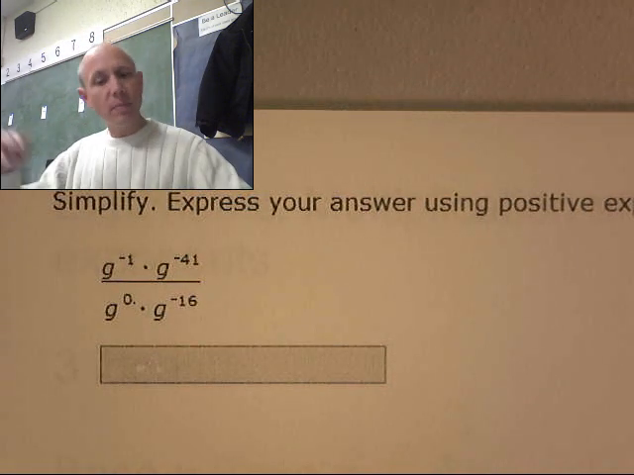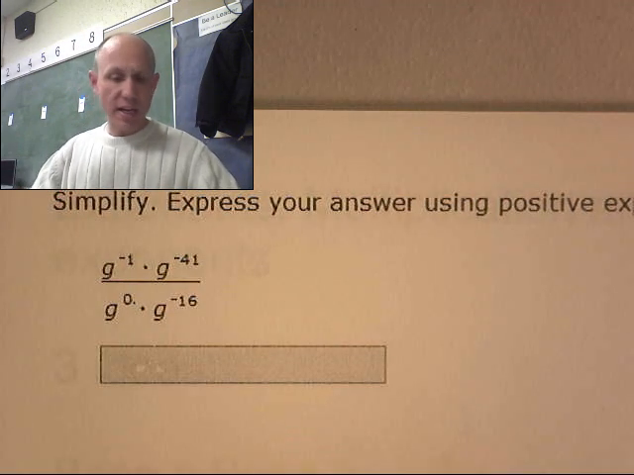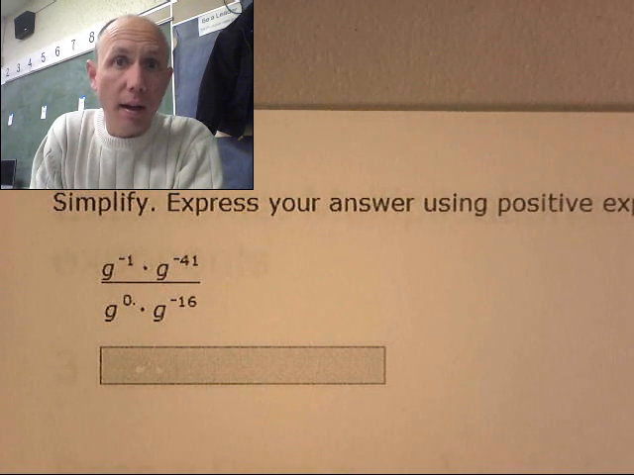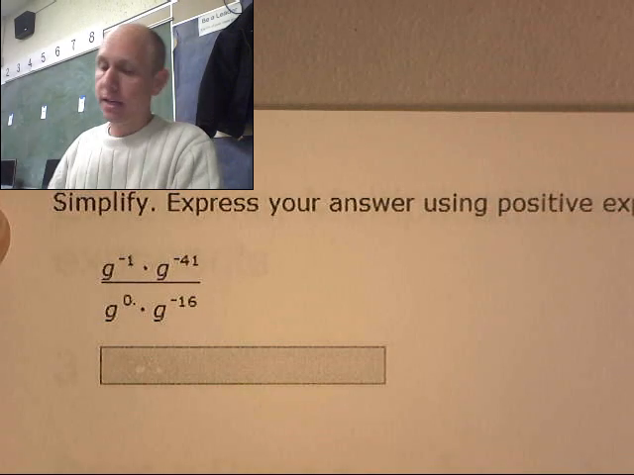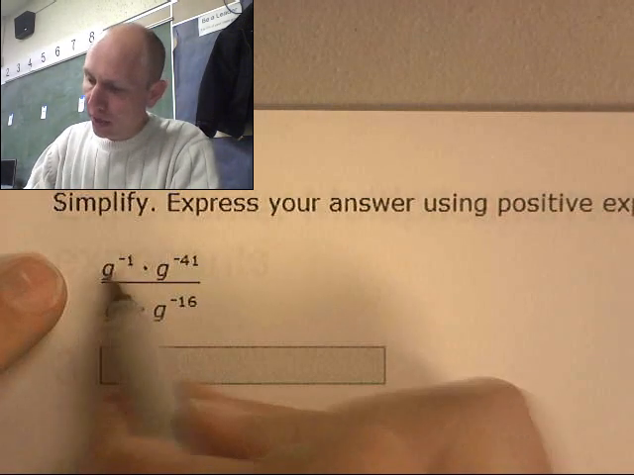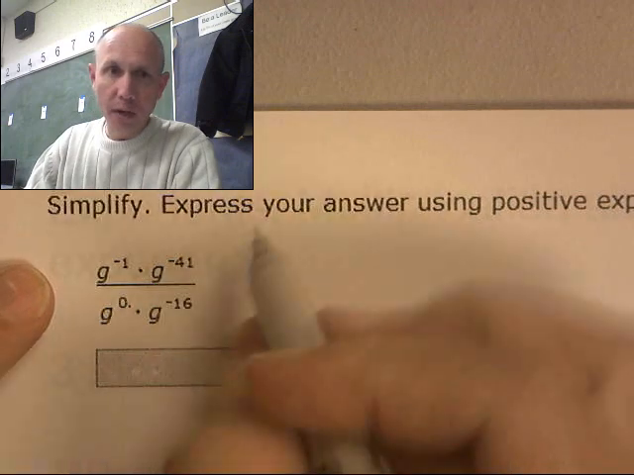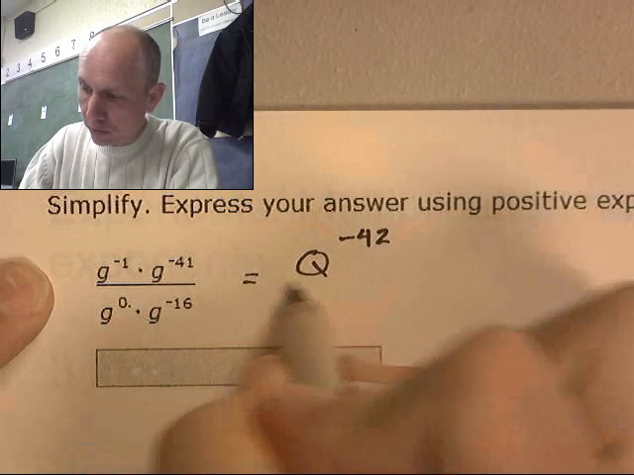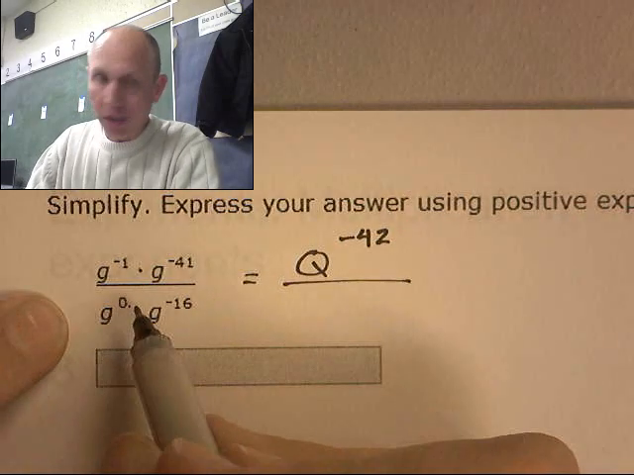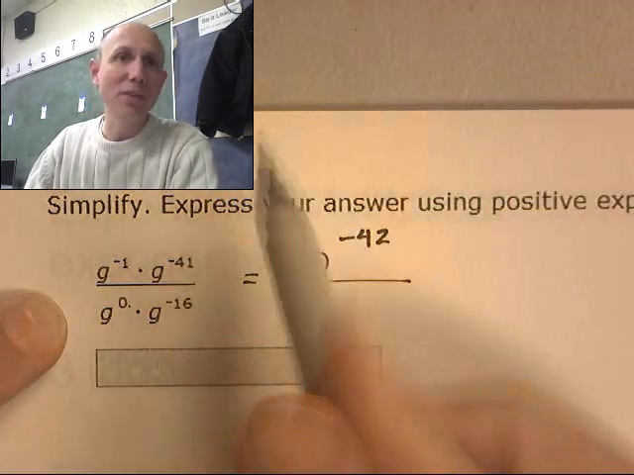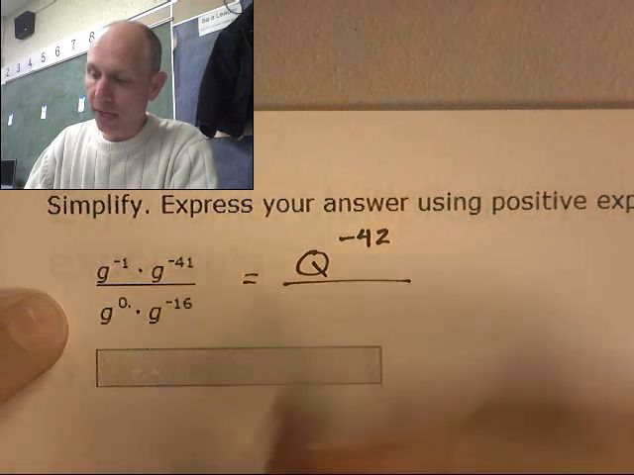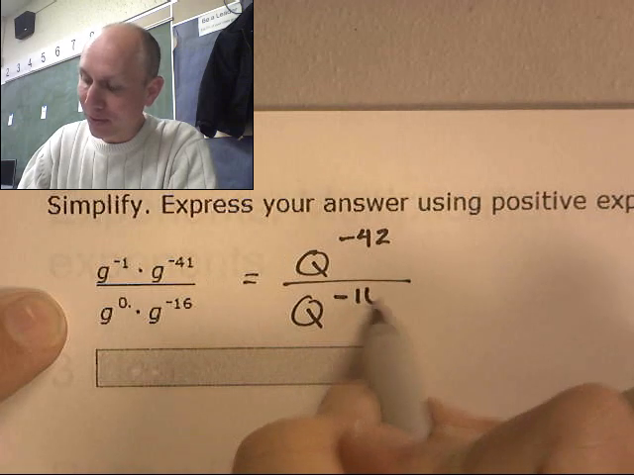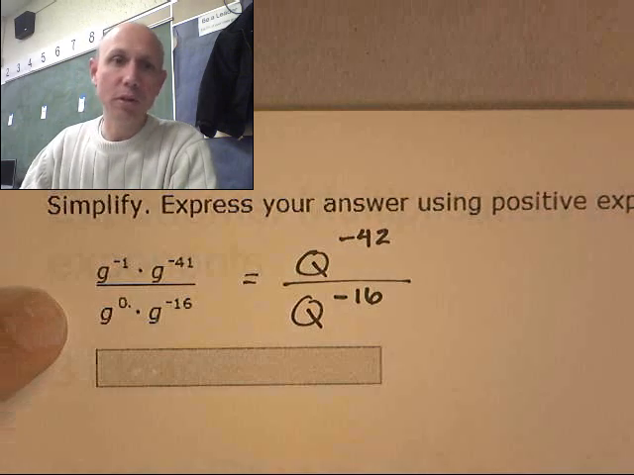So two options. You can use up the tickets first, or you can add the exponents first. What do you want to do? Yeah, I forgot. You guys can't really talk to me. Okay. How about a negative 1 and a negative 41? Those are going to add together to become a g to the negative 42. A g to the 0, well, that's just a 1, so I can completely ignore that, and I have a g to the negative 16. Why am I writing q's? Okay, I know I just wrote q's.